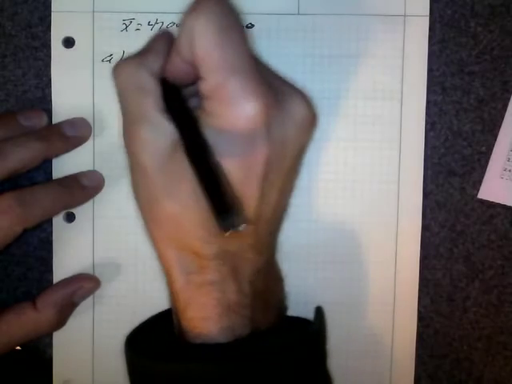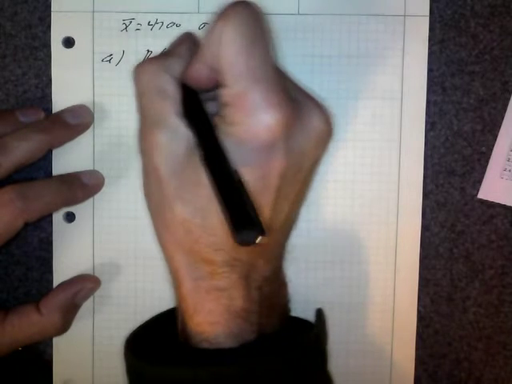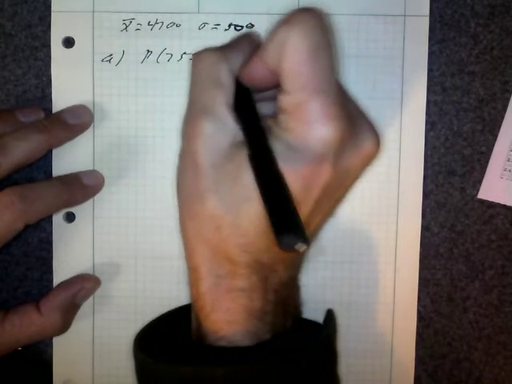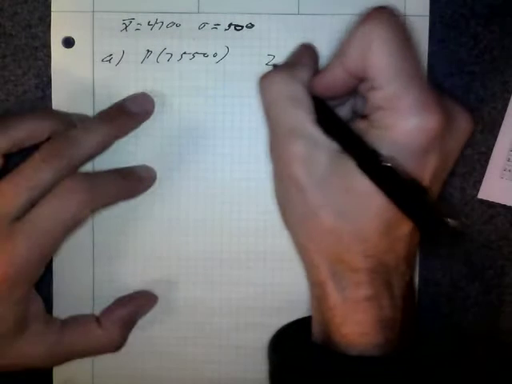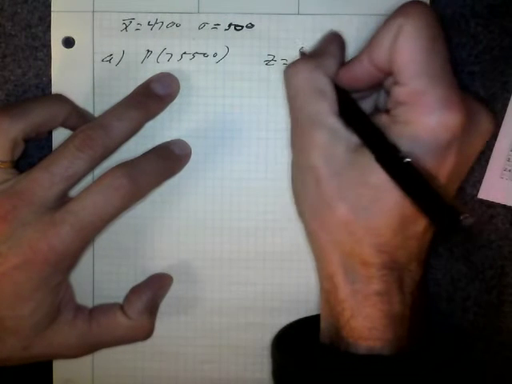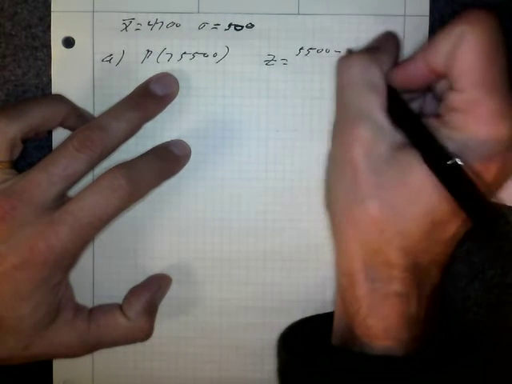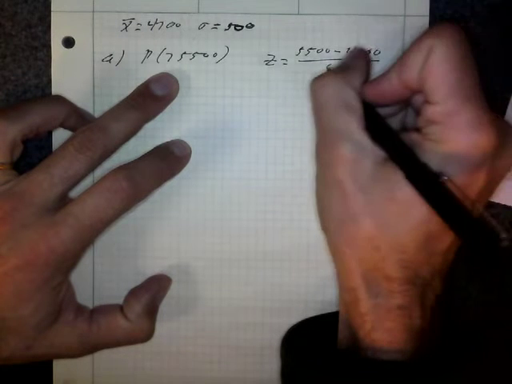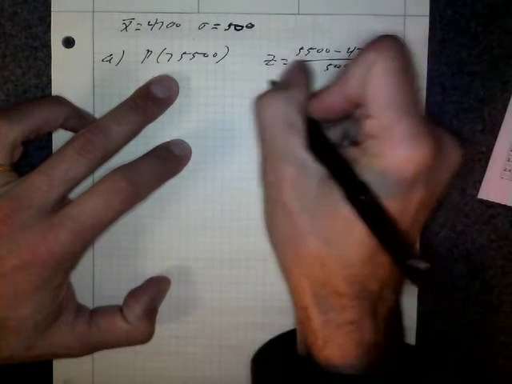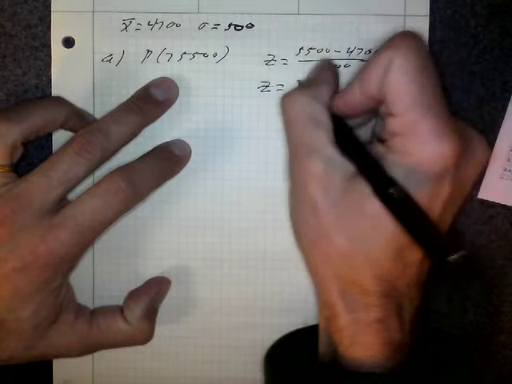Part A of your problem says, what is the probability of selling greater than 5,500 oranges? The first thing you have to do before you can get into using the Z table is convert all the values in your problem into Z values, and it's done with a simple formula. The Z value for 5,500 will be 5,500 minus your mean of 4,700, all divided by 500. In this case, I'll get a Z value of 1.6.